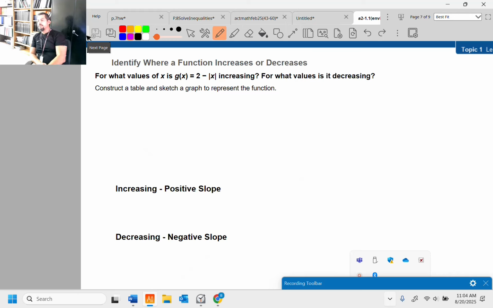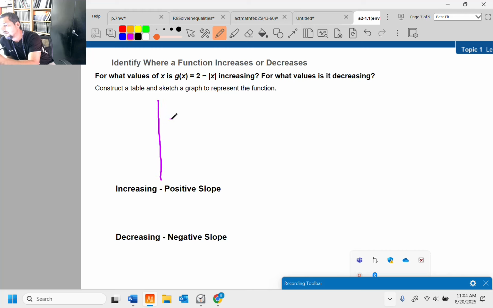Take away the absolute value of x, increasing and decreasing. So I've got it written down here what increasing and decreasing mean. Increasing means positive slope, decreasing means negative slope. And remember, absolute value of x is a v. Now this particular v opens down. Now, one side of that v is going to be increasing, the other side is going to be decreasing, because remember, we read from left to right.